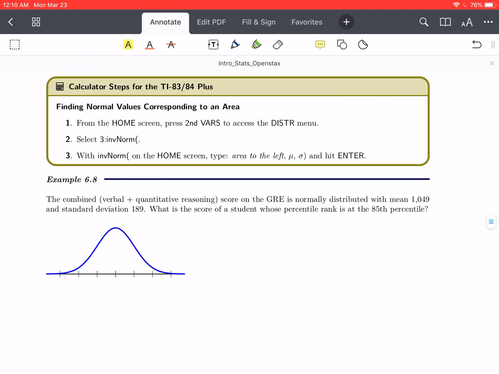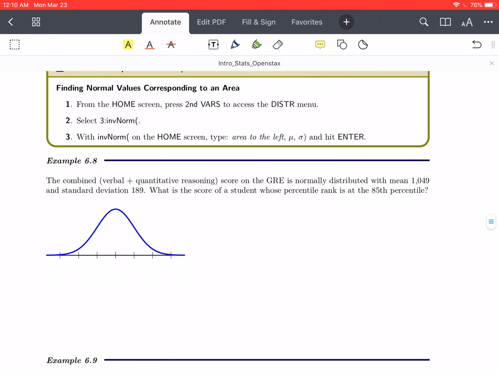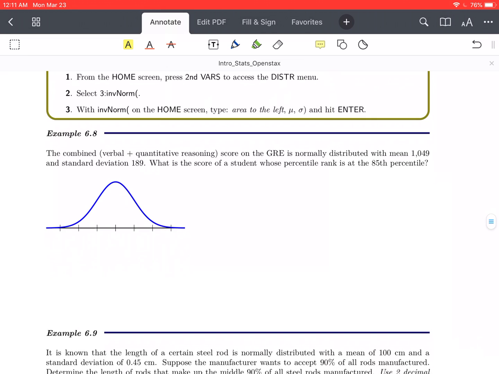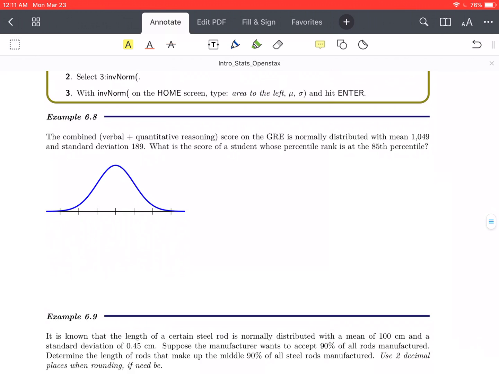Now, in this example, we're looking at kind of the reverse of what we just did. So in this case, instead of saying here's my z-score, what portion of the data lies above or below, I'm telling you here's the portion of the data we're looking at. Now you tell me what the z-score is that corresponds to that value. Okay, so the combined score on the GRE is normally distributed with mean 1049 and standard deviation 189. What is the score of a student whose percentile rank is at the 85th percentile?